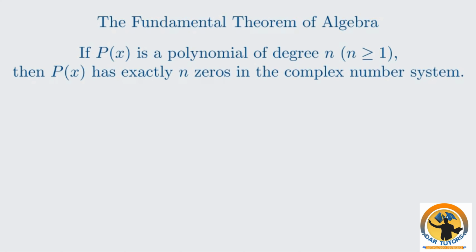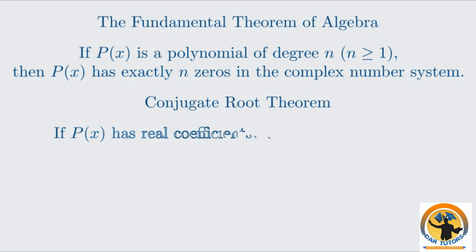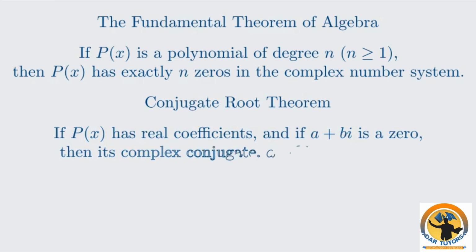A key consequence of this theorem for polynomials with real coefficients is the conjugate root theorem. The conjugate root theorem states that if a polynomial p of x has real coefficients, and if a plus bi is a zero, then its complex conjugate, a minus bi, must also be a zero. This theorem is incredibly useful because it guarantees that complex zeros always come in pairs. This means that a polynomial with real coefficients can never have an odd number of complex zeros. Let's apply this to an example.